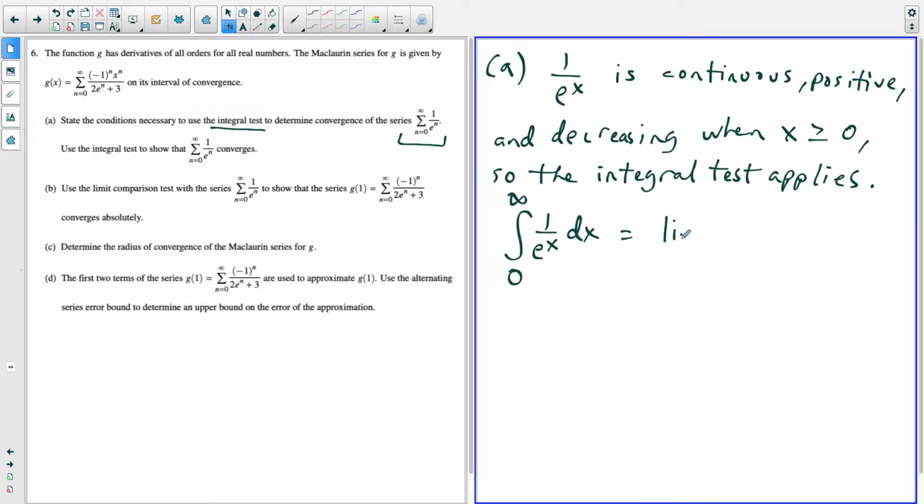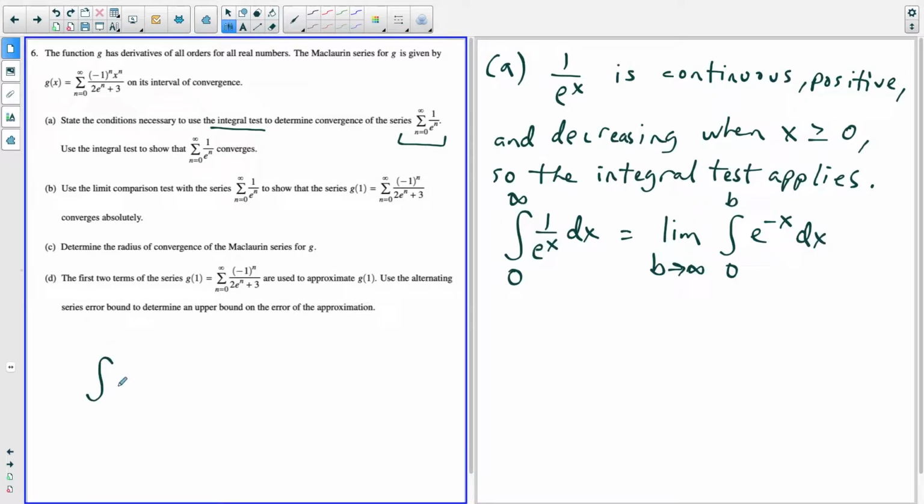To evaluate this, we're going to take the limit as b goes to infinity, swapping out that limit of integration infinity with the letter b. Now we can rewrite the integrand as e to the minus x dx. For the AP test, you should really show up having certain formulas like this. If I take the antiderivative of e to a constant times x, it really helps to know that this is 1 over k e to the kx plus c. That way, for a question like this, you don't have to do a u substitution. You can just jump right into this.